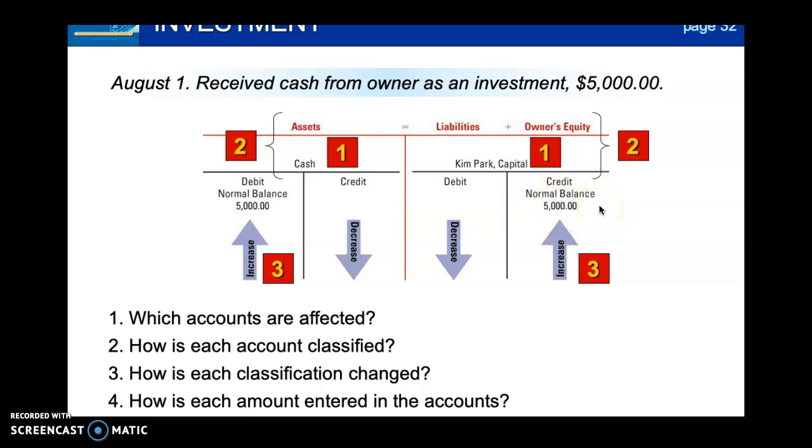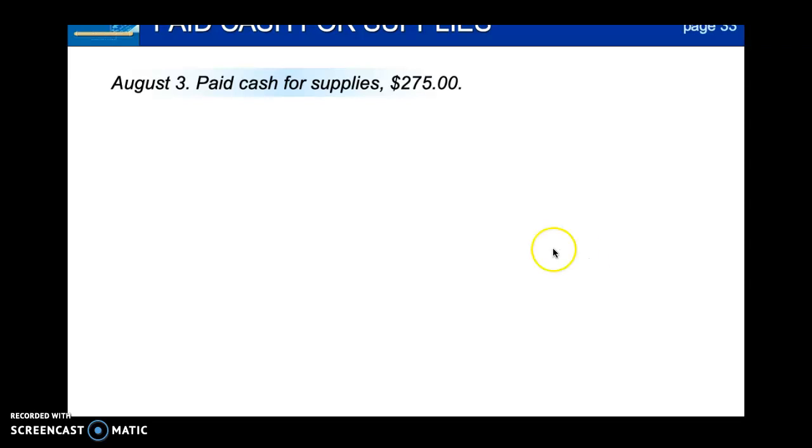So we've kept our rules. What we did to one side, we did to the other. We increased both accounts, and we have one debit and one credit. Okay, so let's see one more here. We paid cash for supplies, $275. So you notice now it went from August 1st to August 3rd. You can skip days. You may not have a transaction every day, and actually you may have more than one transaction on a date. So you could have 3 transactions on August 3rd, okay? So we paid cash for supplies, $275.